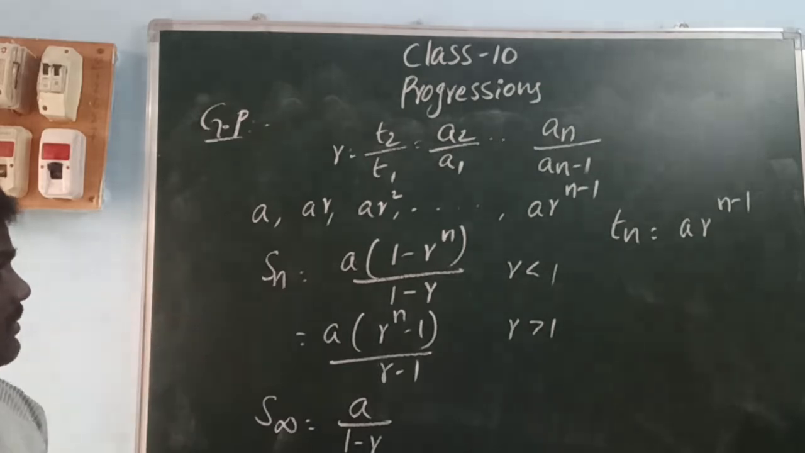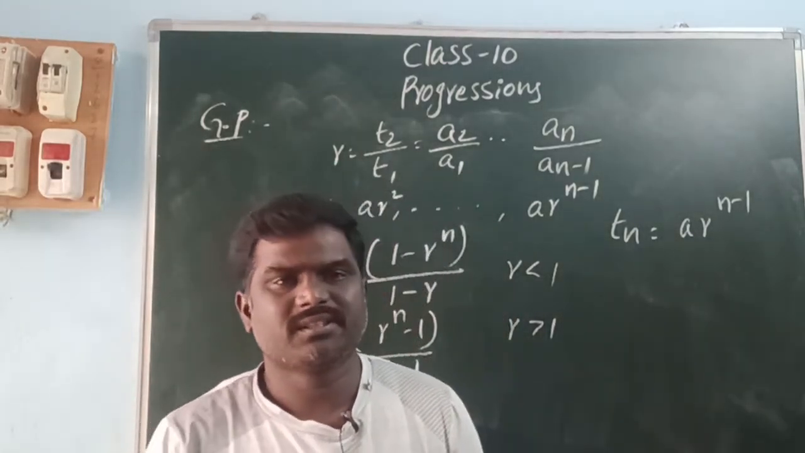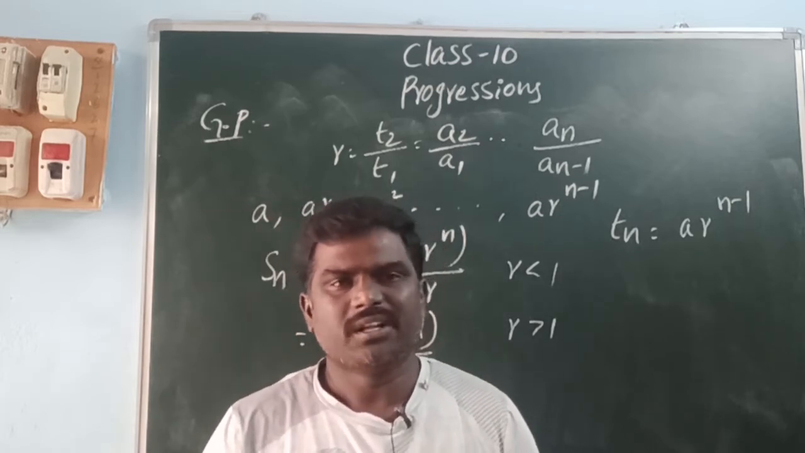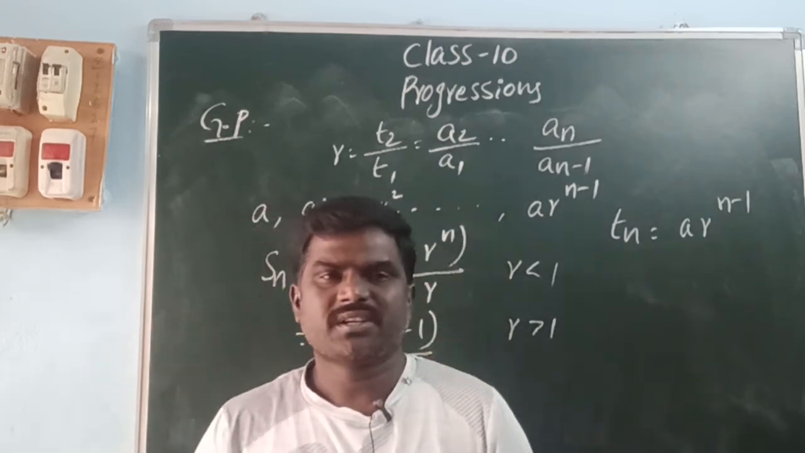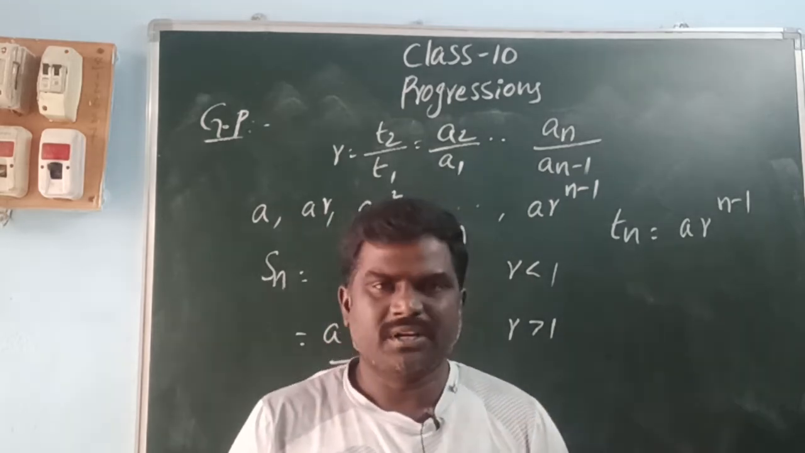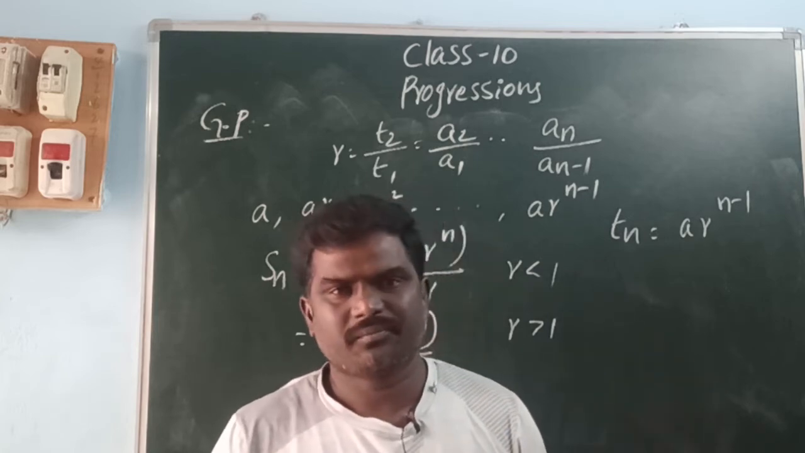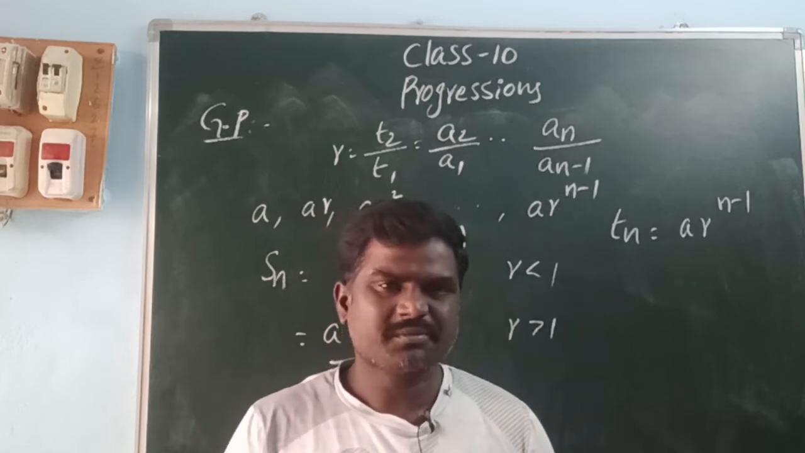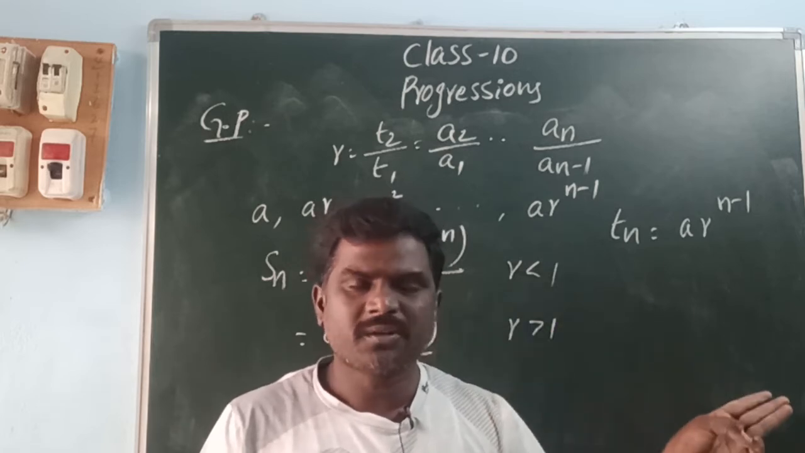Progression means what? A sequence. In a sequence, terms mean elements, numbers, digits. The terms are arranged in such a way that a constant number is added to, subtracted from, multiplied by or divided into the preceding term. That sequence is called a progression. How many types are there in progression? Three types: arithmetic progression, geometric progression, harmonic progression.